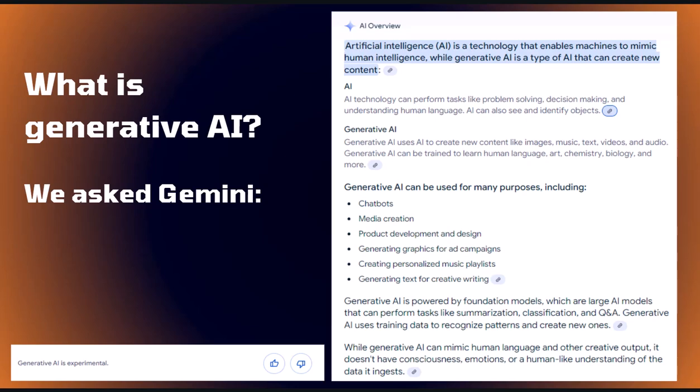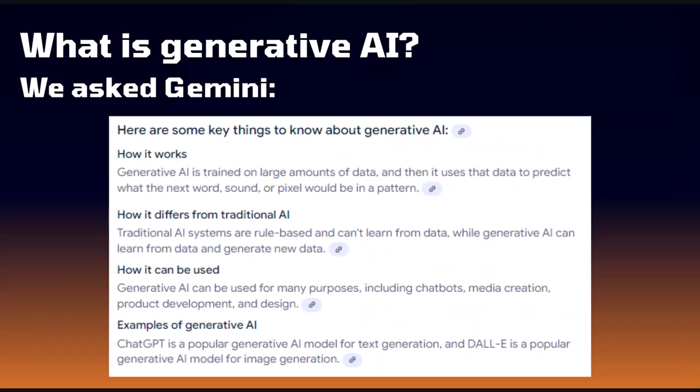Another interesting thing to note is that the screenshot here was taken earlier in September, but if I were to input the exact same prompt now, I would probably get a different response, even if I typed in the same question, due to the evolving nature of the tool. I tried a different prompt that just said, what is generative AI? So a shortened version of my original question, and this time I got a list of key things to know: how it works, how it differs from traditional AI, how it can be used, and some examples.